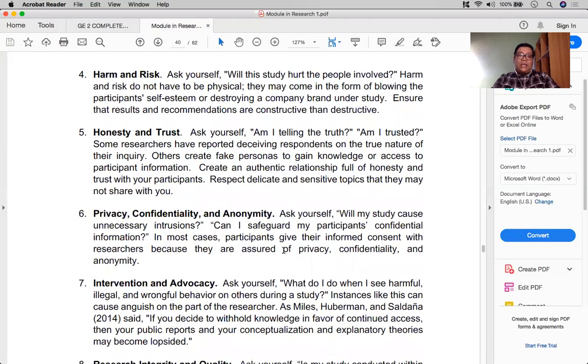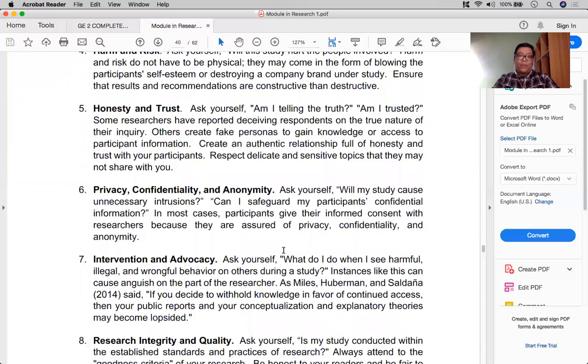Privacy, confidentiality, and anonymity. Ask yourself, will my study cause unnecessary intrusions? Can I safeguard my participants' confidential information? In most cases, participants give their informed consent to the researchers because they are assured of their privacy, confidentiality, and anonymity. So once you are done conducting your study, you have to really make sure that the identities of your participants are not divulged. Otherwise, it goes against your policies on privacy, confidentiality, and anonymity.